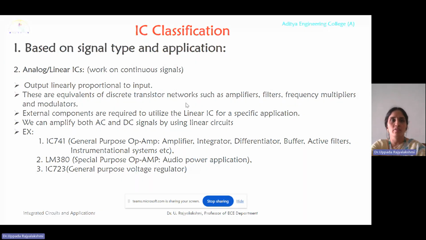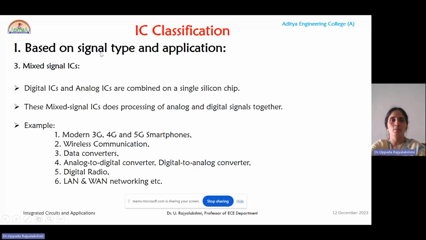The third type under the signal category is the mixed signal IC. Here we make use of digital ICs as well as analog ICs. These two are combined on a single silicon chip. These mixed signal ICs will process both analog as well as digital signals.